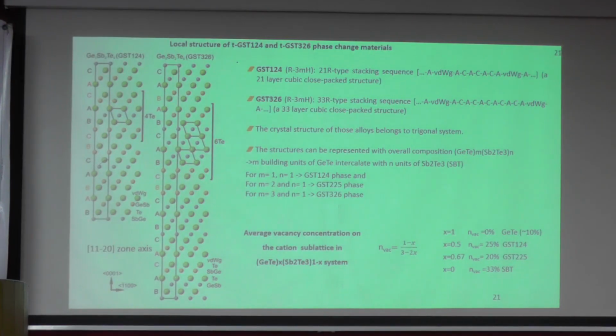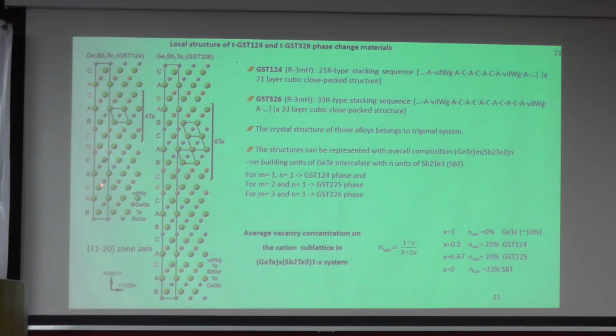Also, there are different similar phases in this system. I don't want to consider the cubic phase. I will only consider the trigonal phases, with compositions like germanium 1, antimony 2, tellurium 4, and germanium 2, antimony 3, tellurium 6. They are similar in composition and also in structure.